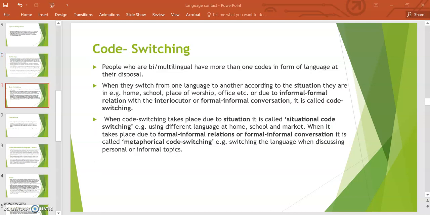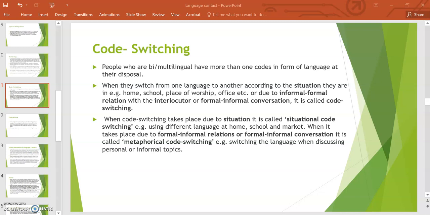Another common occurrence that we can see in case of language contact, and this you can observe only in the speech of bilinguals or multilinguals, is code switching. People who are bilingual or multilingual have more than one code in form of language at their disposal. So when they switch from one language to another according to the situation they are in, for example, they are at home, or they are in the school, or they are at the place of worship, or they are in the office, etc., or due to informal formal relation with the interlocutor or formal informal conversation, it is called code switching. When code switching takes place due to situation, it is called situational code switching.